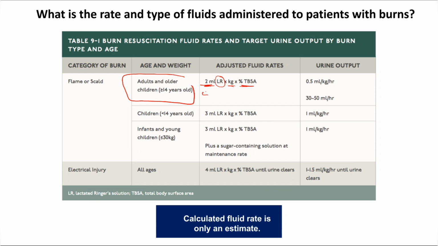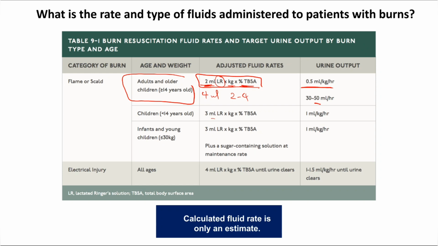Previously, in the previous years, it was 4 ml per kg. Then they said 2 to 4. Nowadays they say 2 ml per kg. As we said, the best adequate fluid calculation is to measure the urine output after that. Your target is 0.5 ml per kg per hour or 50 ml per hour.